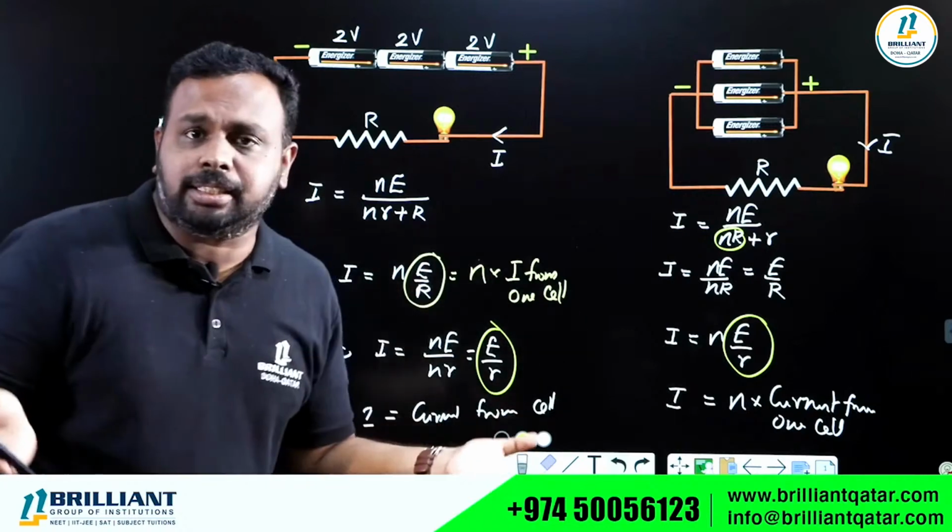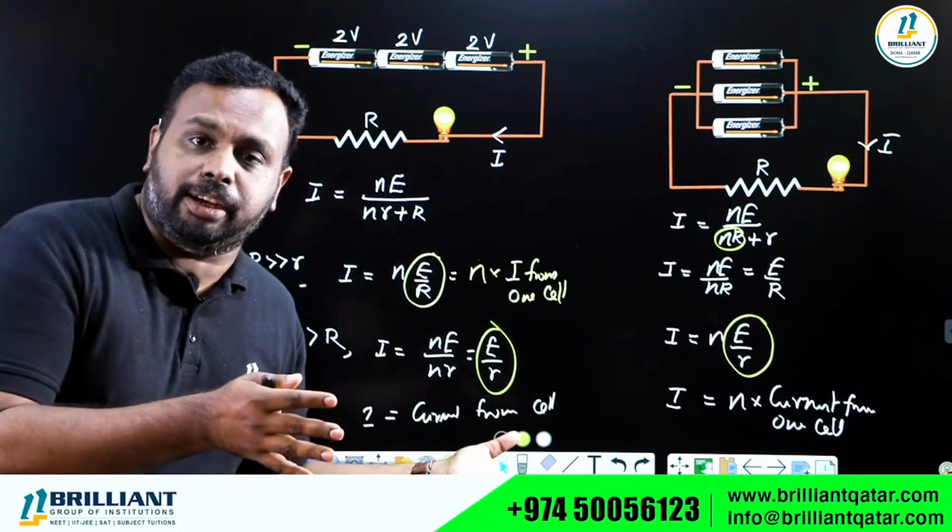In a circuit, cells can be connected in series or in parallel. So in which case will we get more current, a maximum current?